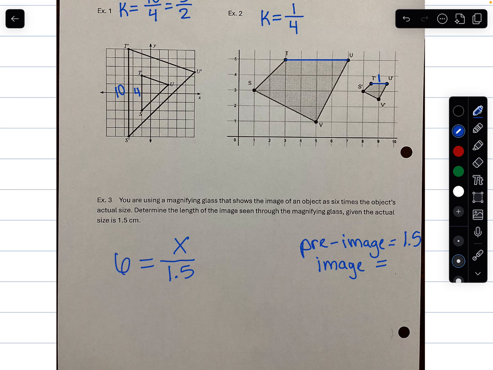Now, all of us can solve this, right? How do we solve this? Times 1.5. So that would give you 9 is equal to X. Okay? All right.